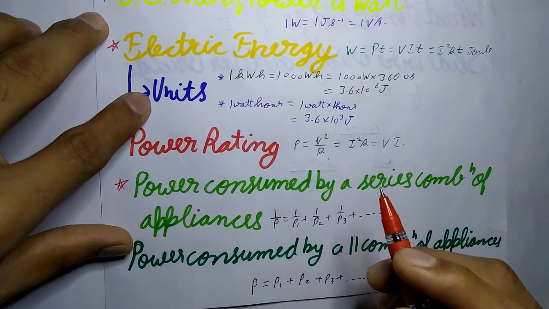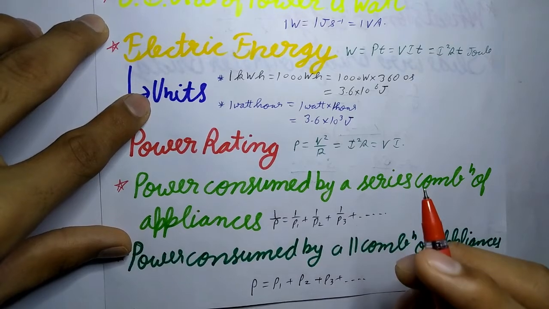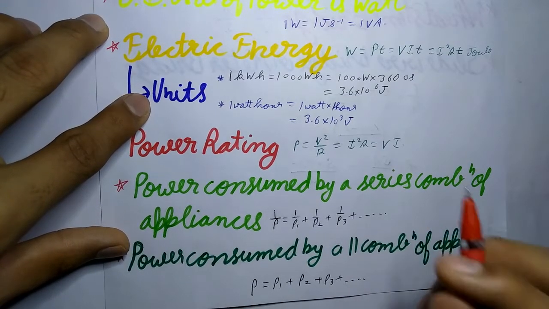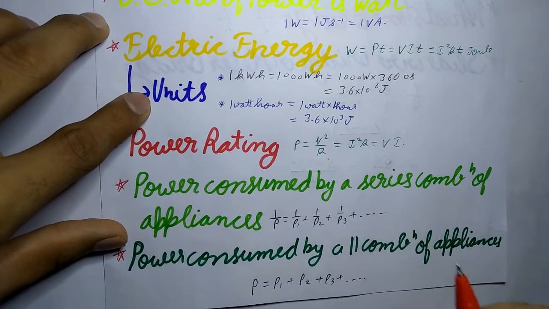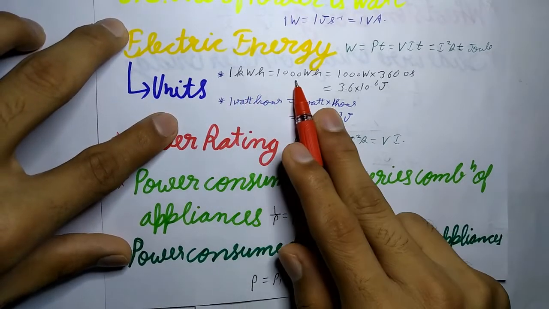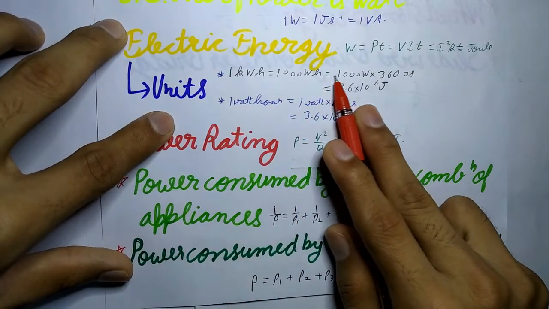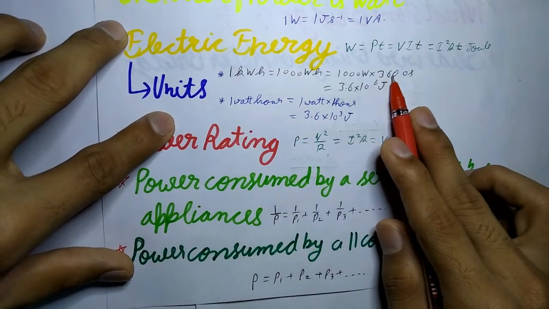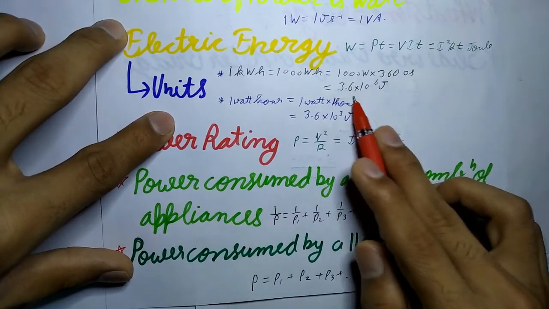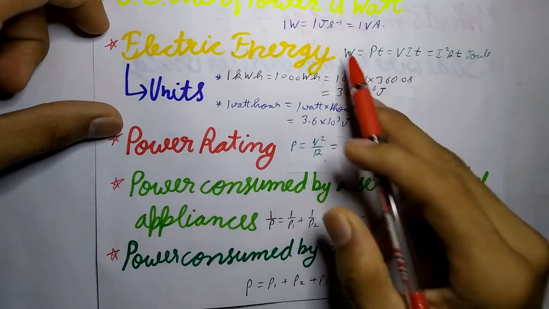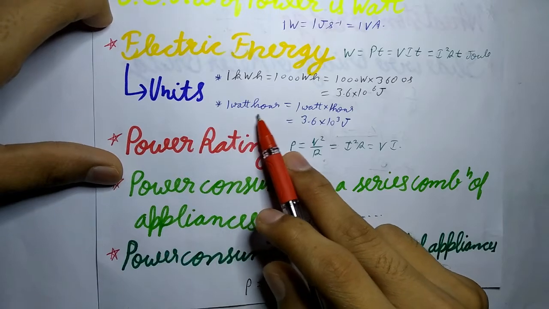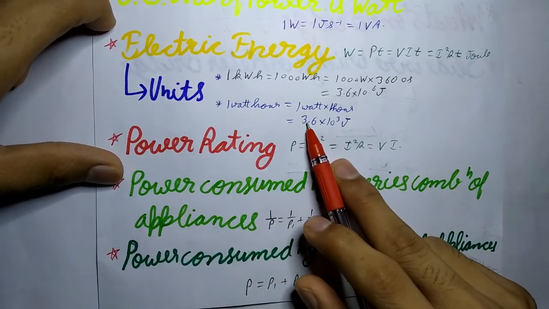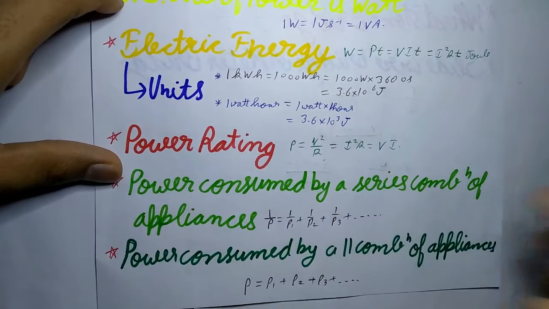Now units of electric energy. The commercial unit of electric energy is kilowatt hour, or Board of Trade (BOT) unit. It is the electric energy consumed by an appliance of power 1000 watt in 1 hour. So 1 kilowatt hour equals 1000 watt hour, which equals 1000 watt into 3600 second, which equals 3.6 × 10^6 joule. And another unit of electric energy is watt hour. So 1 watt hour equals 1 watt into 1 hour, which equals 3.6 × 10^3 joule.